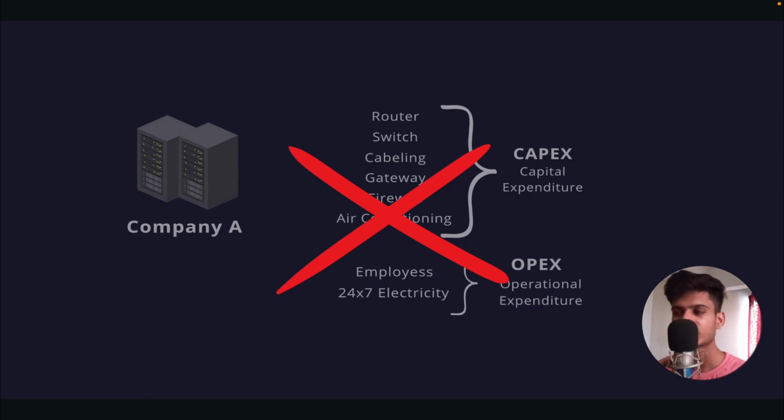Now I really hope that you got a basic idea regarding cloud computing and why companies prefer using it, because capital and operational expenditure don't really exist in cloud computing. All you have to do is pay for the resources that you use, and that is it. That makes cloud computing a really better option for any sort of business.